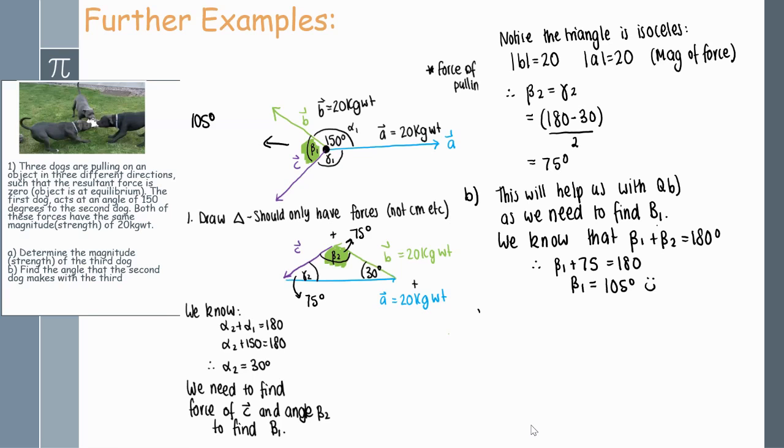Let's now go back to part A. Determine the magnitude or strength of the third dog. Because I have more angles and more sides in our triangle, we have to have a think about how I find the magnitude of vector C in terms of its force. Can you use the sine rule or the cosine rule? Do the one you hate the most. I'm going to do the one I like the most, which is the sine rule.